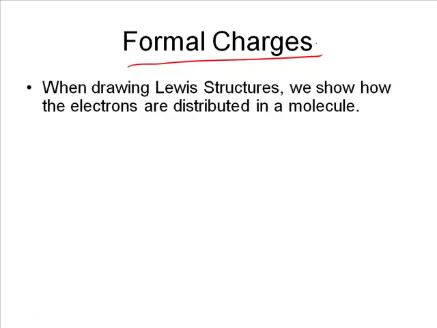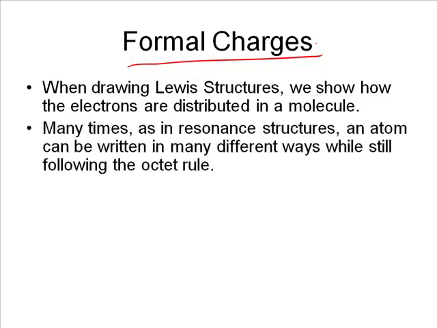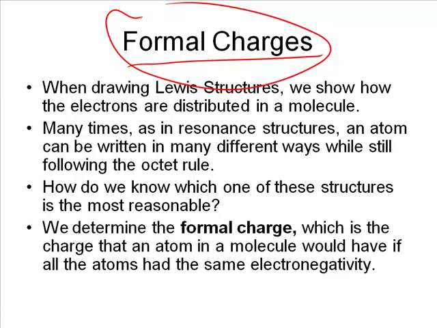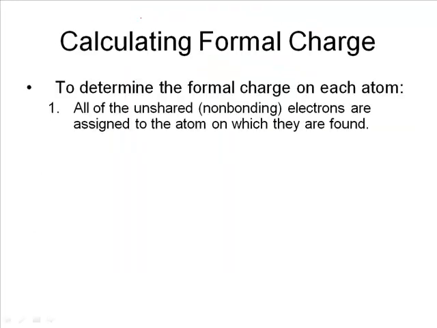Okay, and then the last thing is just formal charges. Formal charges is a way, and this is not very commonly seen on the AP exam, but there is one question in your review packet about it. When drawing Lewis structures, we show how the electrons are distributed in a molecule. But many times with like resonance structures, a molecule can be written different ways while still following the octet rule. So there is another way to determine whether it's the correct way to draw it, and that is using the formal charge. Okay. The formal charge is the charge a molecule would have if all the atoms had the same electronegativity. Okay, and we'll talk about that here in just a little bit.